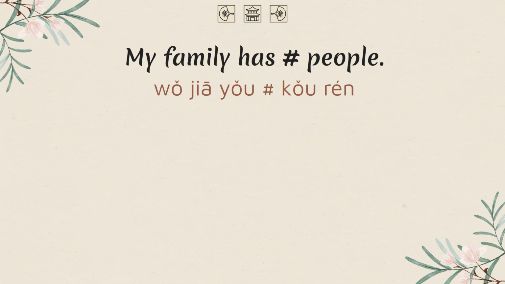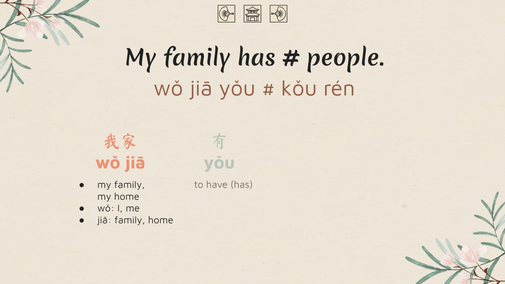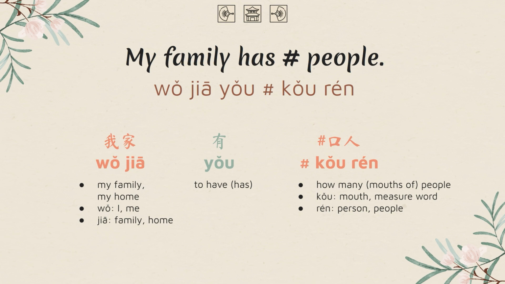So how do we answer that question? It's very simple. It's 我家有 number 口人. So basically, you just change 你 into 我家, my family. 有 stays the same. And then replace the 几 in 你家有几口人 with a number. And then 口人. So if there's 3 people in your family, you could say 我家有3口人. If you need a refresher on numbers, you can check out lesson 5 where we talked in depth about numbers. So 我家有 number 口人.